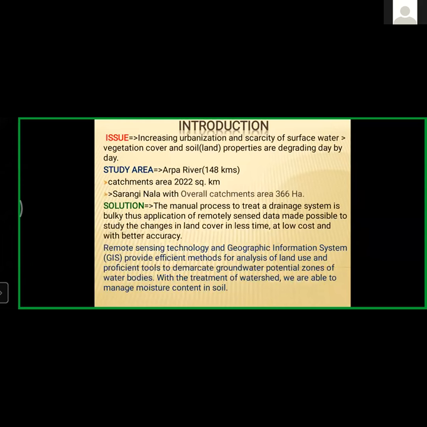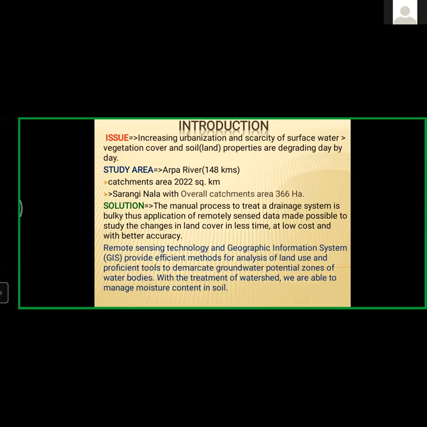The introduction, why I have chosen this topic: being a resident of Bilaspur, I face problems related to scarcity of water, which is mainly due to land and water erosion, which is going on day by day. My study area is the Arpa River, having a length of 148 kilometers with a catchment of 2022 square kilometers, in which I'm taking a small one, that is Sarangi Nala, a stream of the catchment of Arpa River with an overall catchment area of 366 hectares.